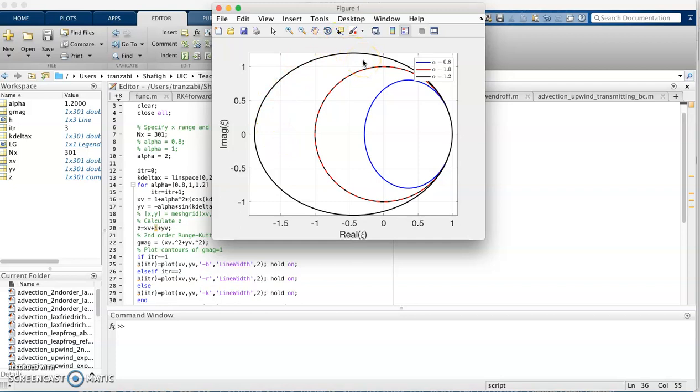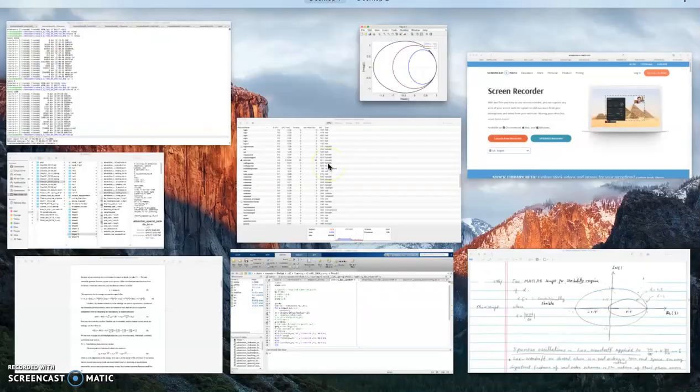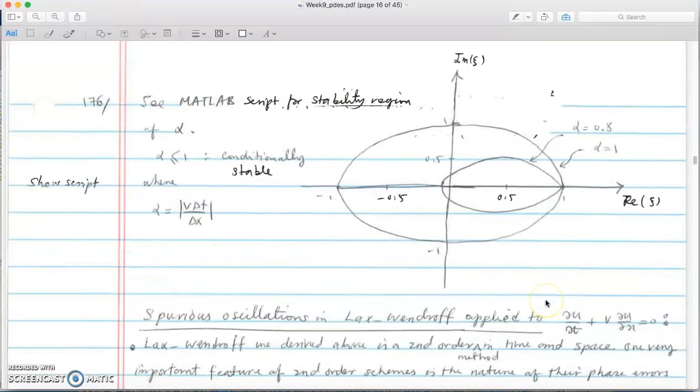So we conclude that for alpha less than or equal to 1, the magnitude of C is less than or equal to 1, and that is the stability condition for stable Lax-Wendroff: alpha less than or equal to 1. So Lax-Wendroff is conditionally stable.